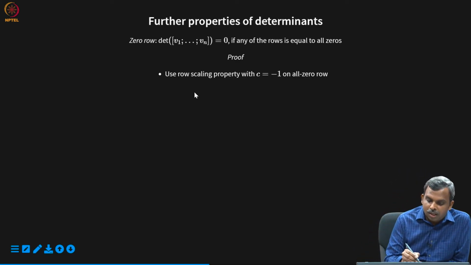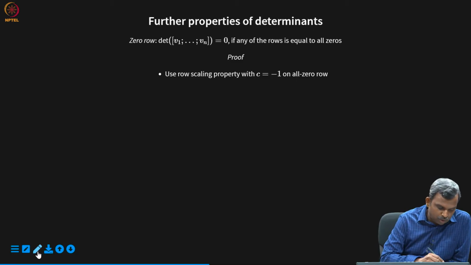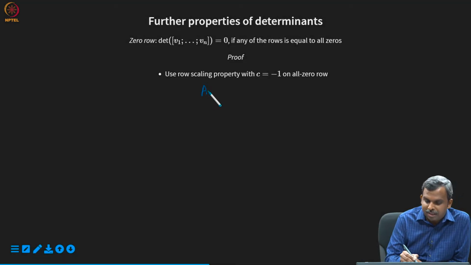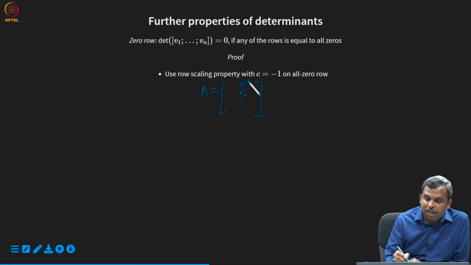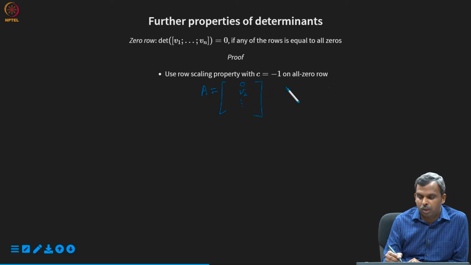Why is that? You have a matrix A. Let's say, just for argument's sake, the first row is 0, and the next rows are v2 and so on. Okay, so I'm going to look at the matrix where you take minus 1 and multiply the first row by minus 1. So row 1 into minus 1. If I do that, what do I get? I get the same matrix, right? Because the first row is 0. If you multiply by minus 1, you get the same matrix.